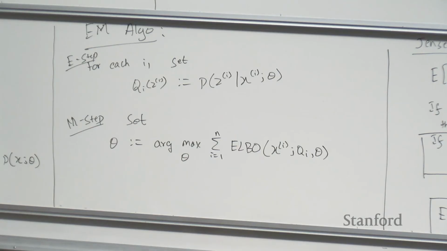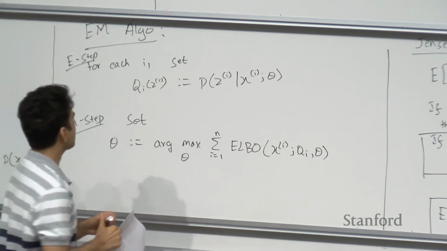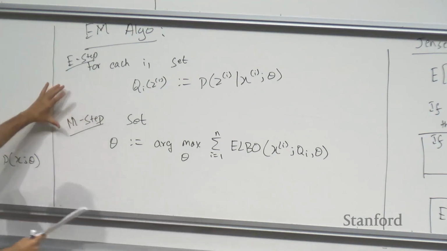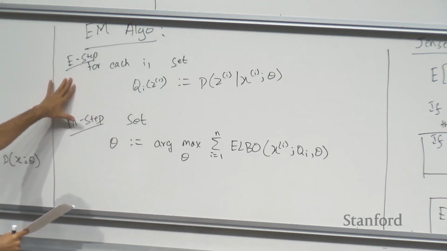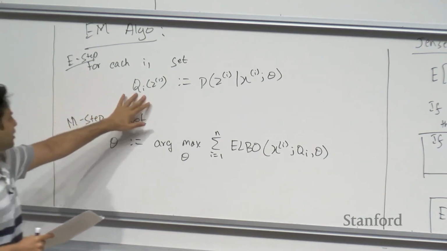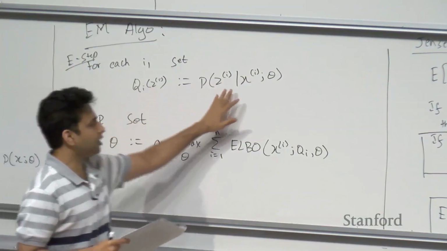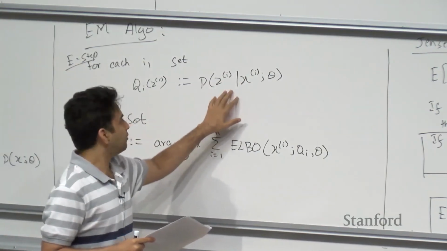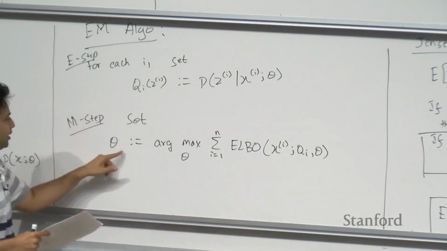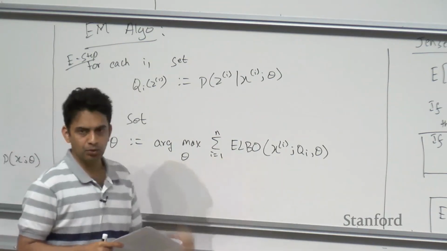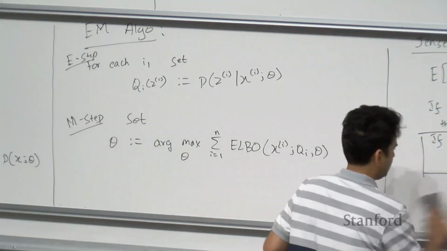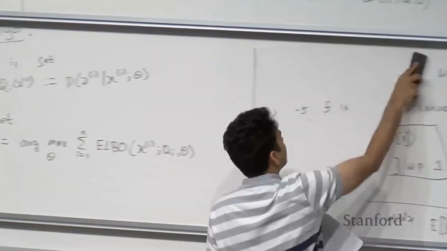Right. So what did we do? We get this EM algorithm where the E step is to set Q to be the posterior distribution P of z given x, and in the M step we set theta to be equal to the argmax of the ELBO. Now why will this work? To see why this works, let's see this diagram.